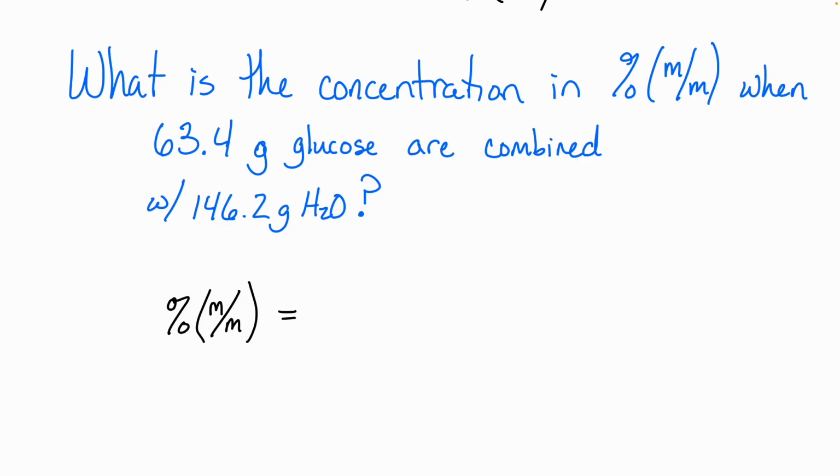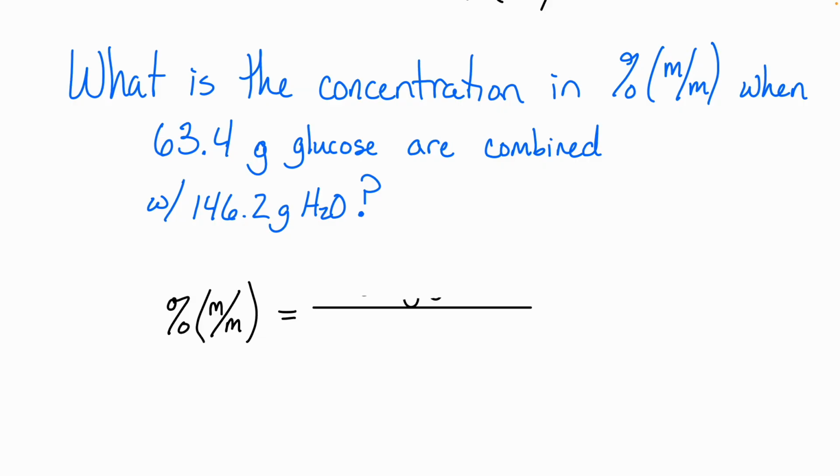All right, so I try to be tricky here. I want to see who got it. So what is my mass of my solute? 63.4 grams of that glucose. And this is divided by the mass of my solution. What's the mass of my solution? Okay, yeah, so let's be careful here. Water is what? The solution? It's the solvent, right? So I need my mass of my solution, all right?